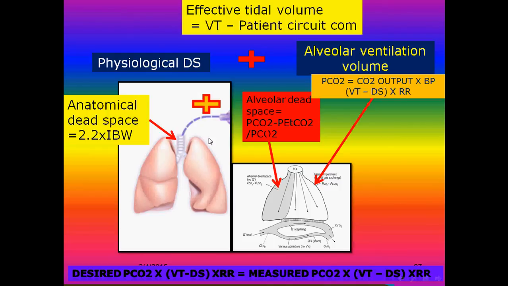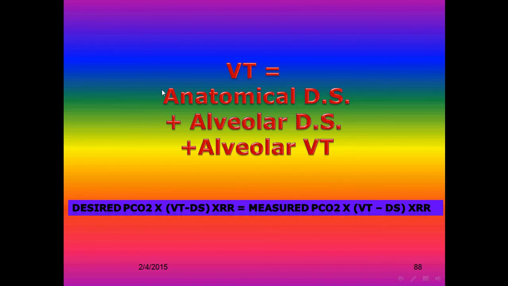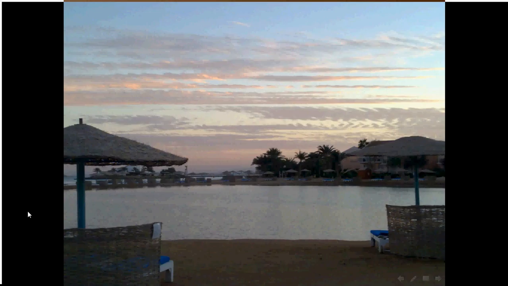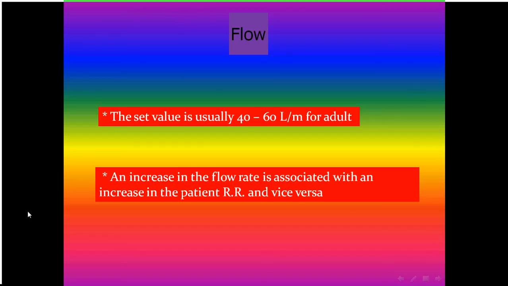In this case, you can define which tidal volume, and at the same time you add this is the effective tidal volume, and you add the tube compensation volume. So the tidal volume will be the anatomical dead space plus alveolar dead space plus alveolar tidal volume, and in this case you can adjust it. The flow, this is an important point.